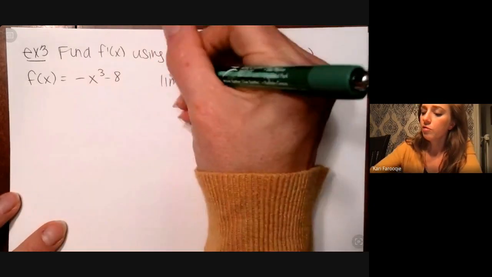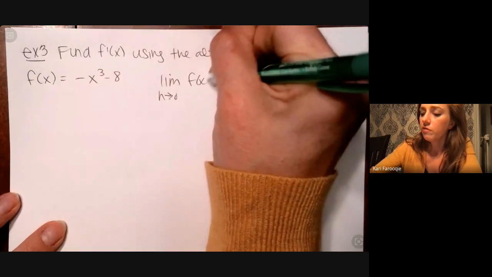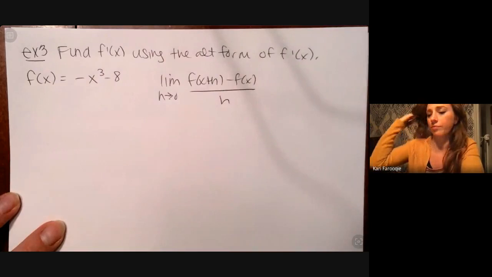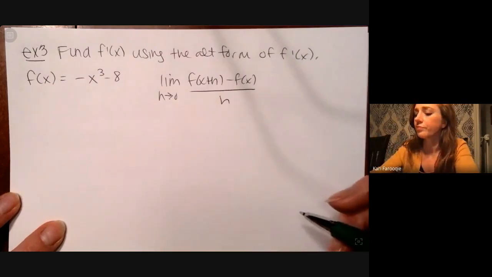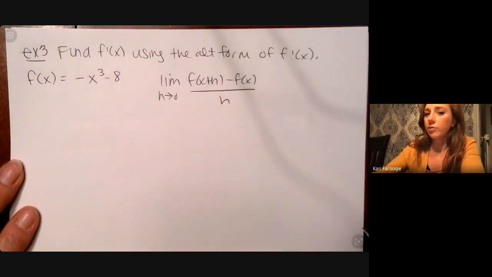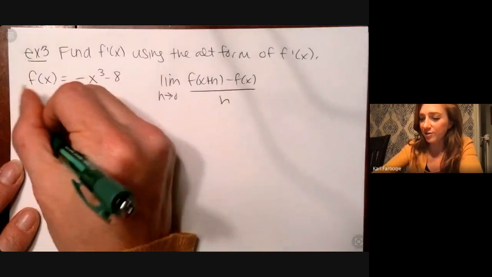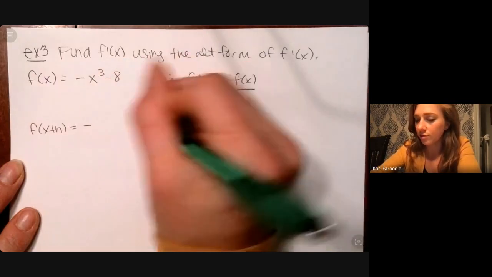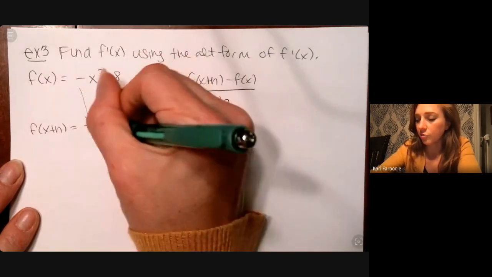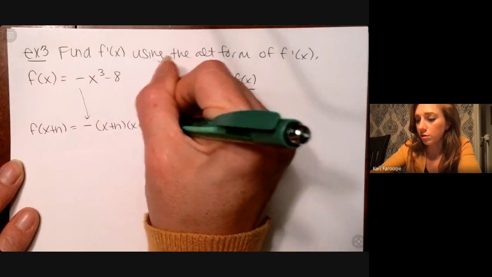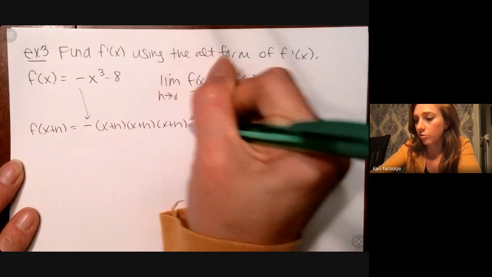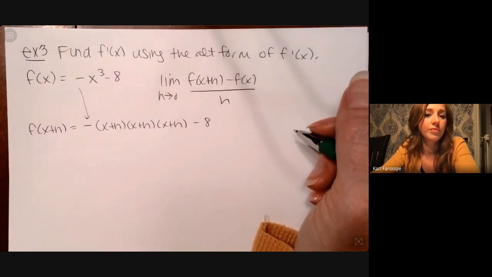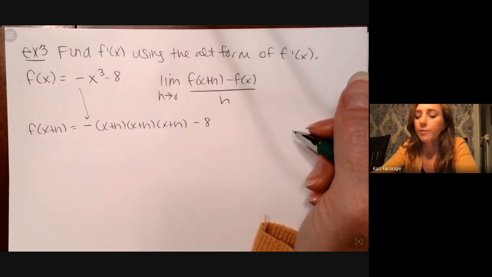So remember, I'm looking for the limit as h approaches 0 of f of x plus h minus f of x divided by h. All right, here we go. Ready? F of x plus h is going to be negative x plus h cubed. Don't forget, when you cube a quantity, you have to multiply it out 3 times. And then minus 8.